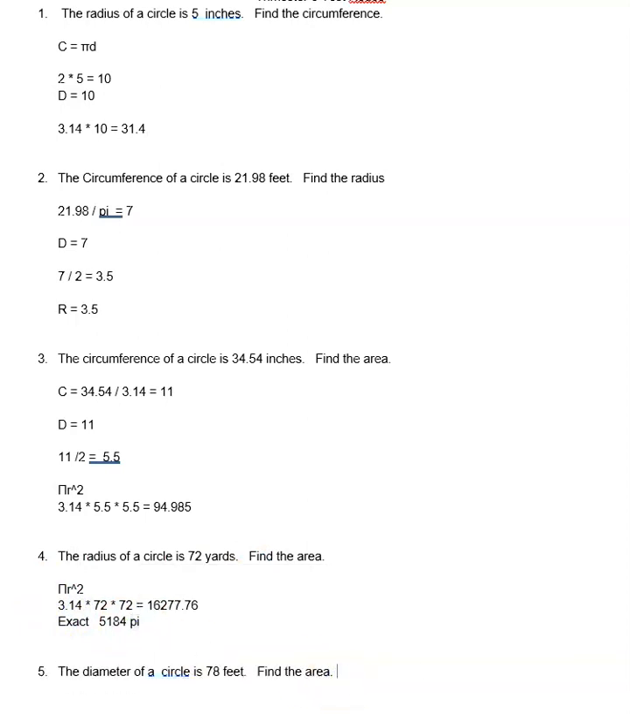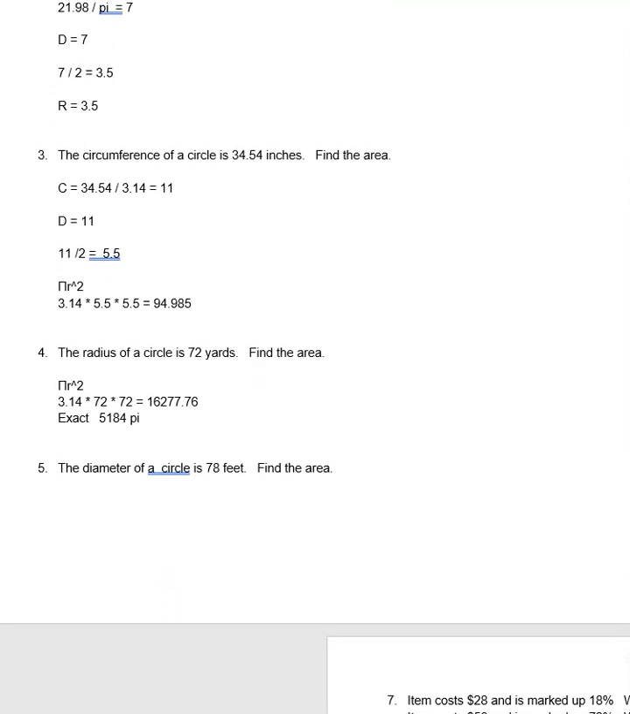The diameter is 78. Find the area. So given the diameter, we're going to first divide by 2. So take the 78, divide it by 2. Diameter divided by 2 gives us a radius. Once you have a radius, it's pi r squared. 3.14 times 39 times 39. Or if it's exact, just 39 times 39.